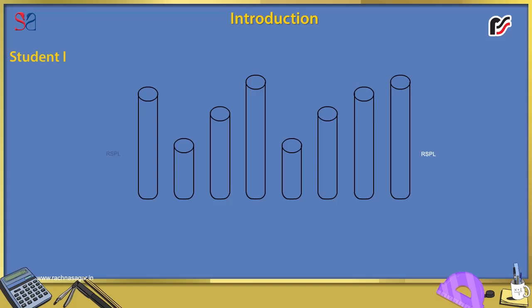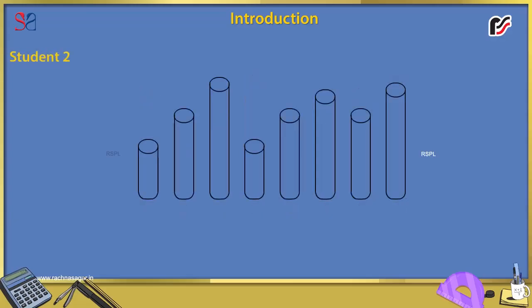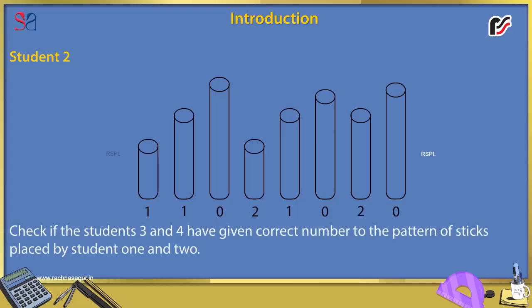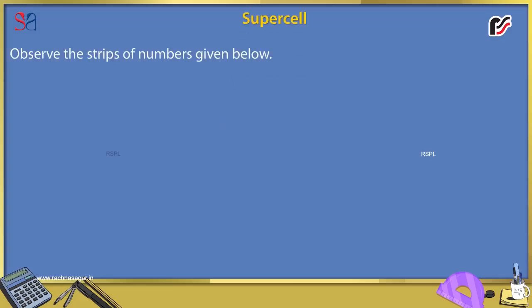Student 3. 0, 2, 1, 0, 2, 1, 1, 0. Student 4. 1, 1, 0, 2, 1, 0, 2, 0. Check if the students 3 and 4 have given correct number to the pattern of sticks placed by student 1 and 2. Supercell. Observe the strips of numbers given below.